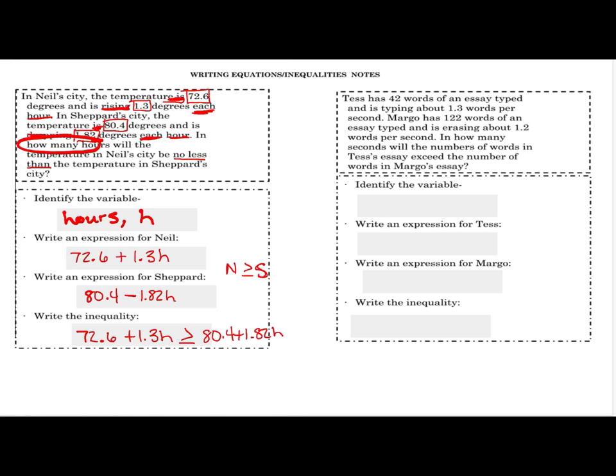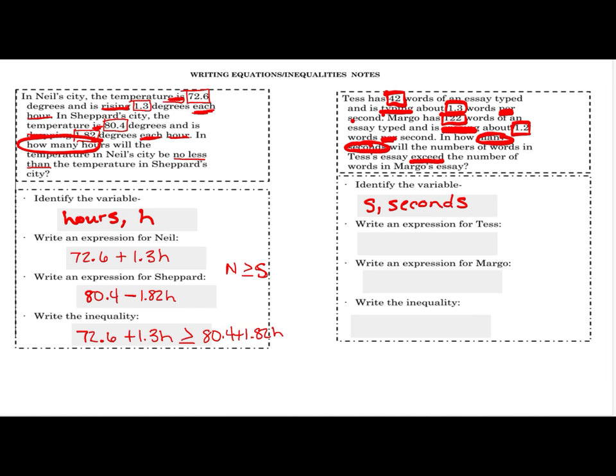So let's start here. We're talking about how many seconds. So we're going to circle that and we're going to write S for seconds. All right, so then we're going to find our operation words. It's typing, so that means we're adding per second. And then Margot is erasing, so that means we're losing 1.2 per second. So let's box in the numbers we need. And then our end result is "exceed."